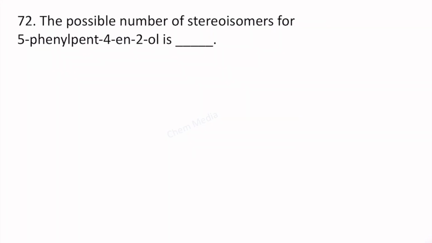The possible number of stereoisomers for 5-phenylpent-4-en-2-ol is how many? Let us first draw the structure of this molecule. Here the root word is pent, that means the parent chain contains 5 carbon atoms. Therefore 1, 2, 3, 4, 5. At 2 position we have an alcohol functional group, and then at 4 position we have a carbon-carbon double bond, and then at 5 position we have a phenyl substituent.